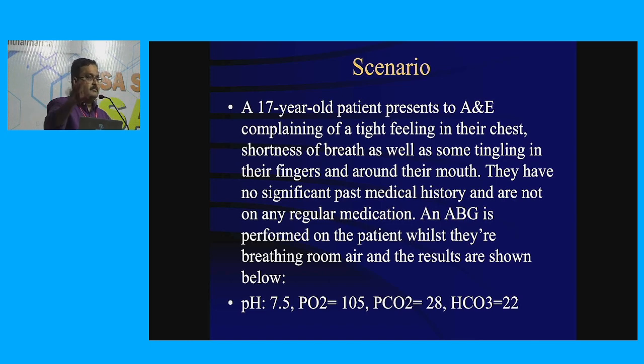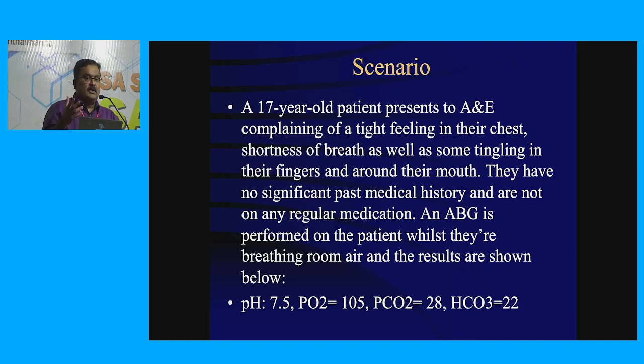Okay, third team. So pH is increased, so it is alkalosis. And PaCO2 has fallen, so it's respiratory alkalosis. In respiratory alkalosis you expect the bicarbonate to fall. It has fallen. So this is a case of respiratory alkalosis. Why this tingling in fingers and around the mouth? Hypocalcemia. Why hypocalcemia? Binding of calcium in alkalosis.